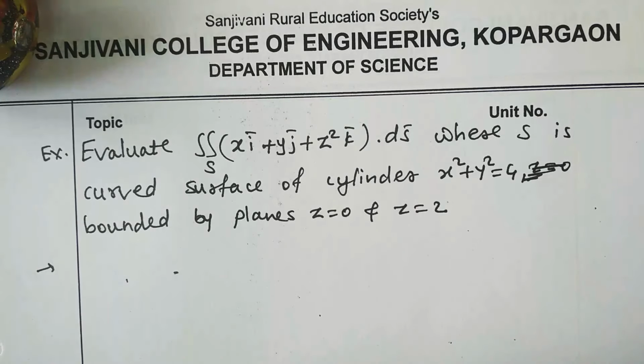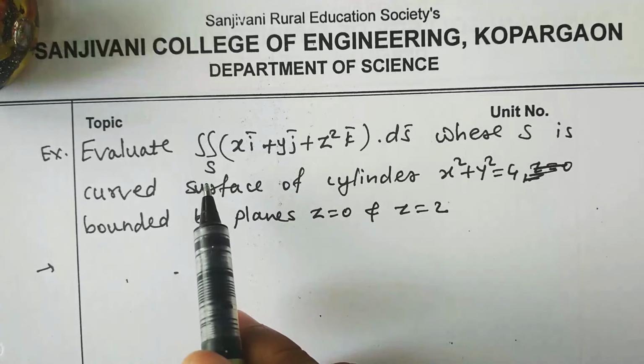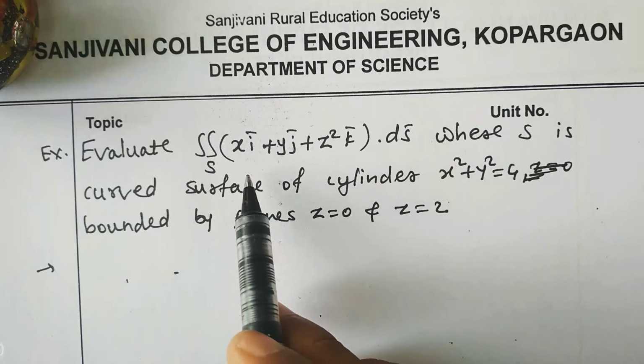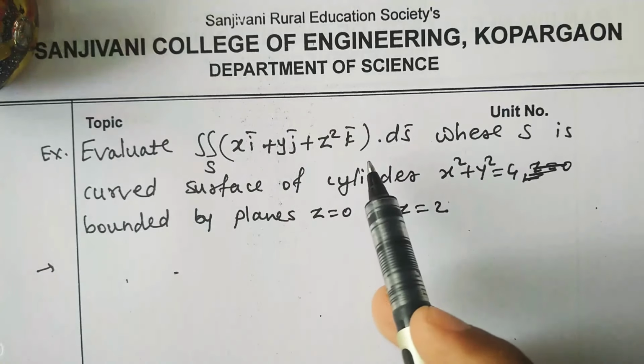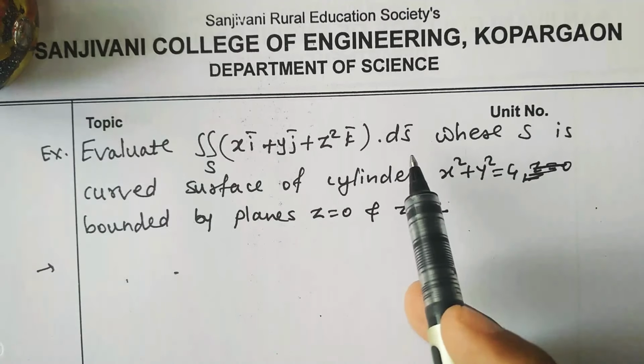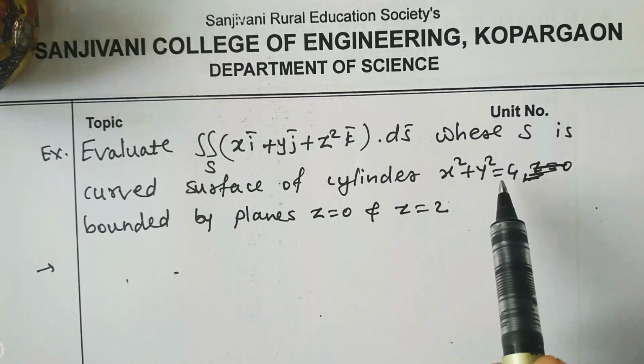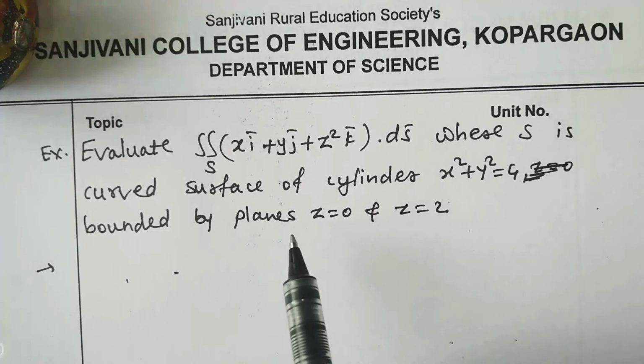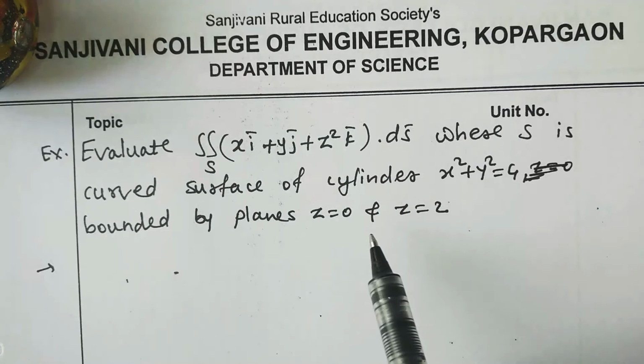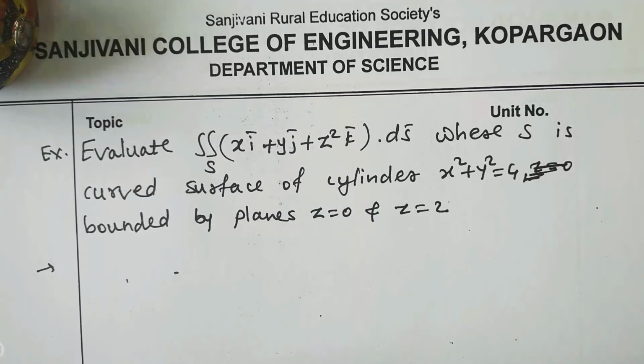Next example on Gauss divergence theorem. Evaluate double integration over S of (x i bar plus y j bar plus z square k bar) dot dS bar, where S is the curved surface of the cylinder x square plus y square equals 4 bounded by the planes z equals 0 and z equals 2.